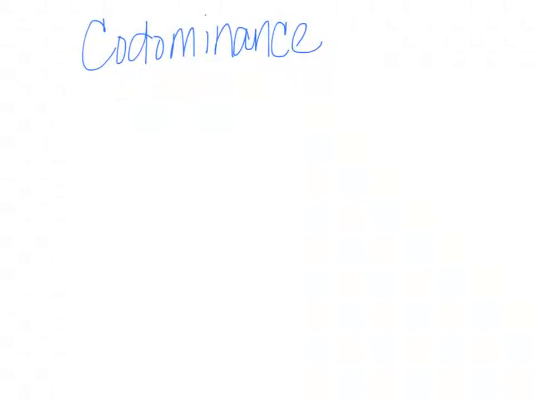Alright, today we're going to talk about codominance, and this is where there are two traits that are dominant. So they're going to cooperate and be dominant together. One example is with chickens.